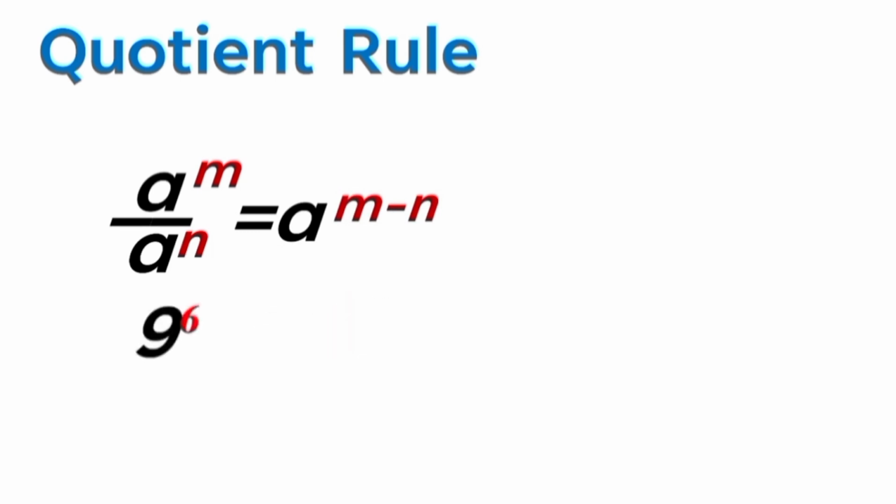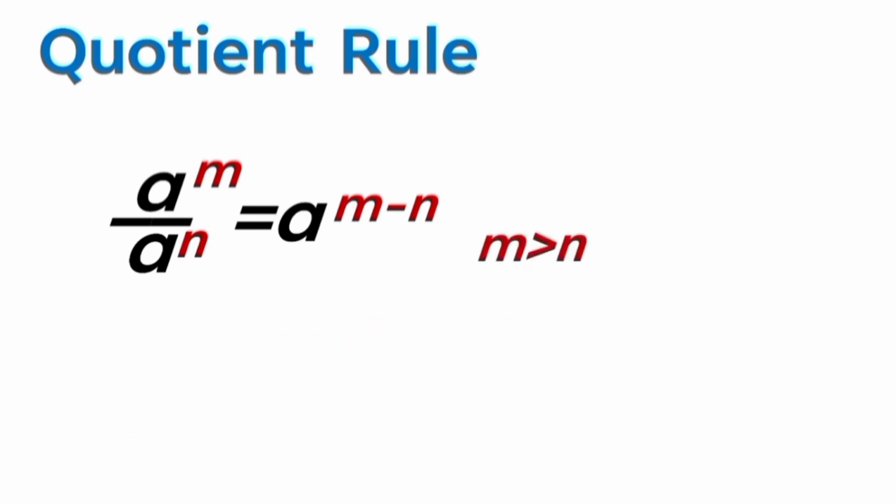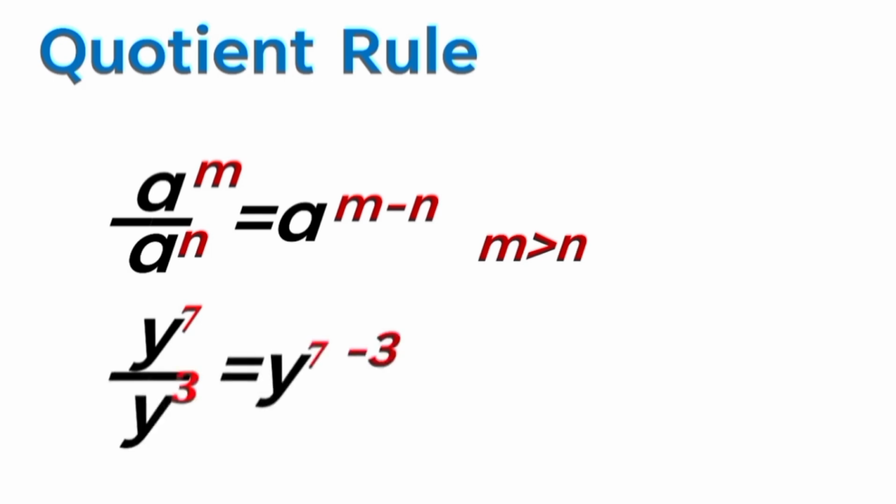So you have 9 to the power 6 divided by 9 to the power 4 is equal to 9 to the power 6 minus 4, which is equal to 9 squared, and 9 squared is equal to 81. This is under the condition also that m is greater than n. Y to the power 7 divided by y cubed is equal to y to the power 7 minus 3, or y to the power 4.